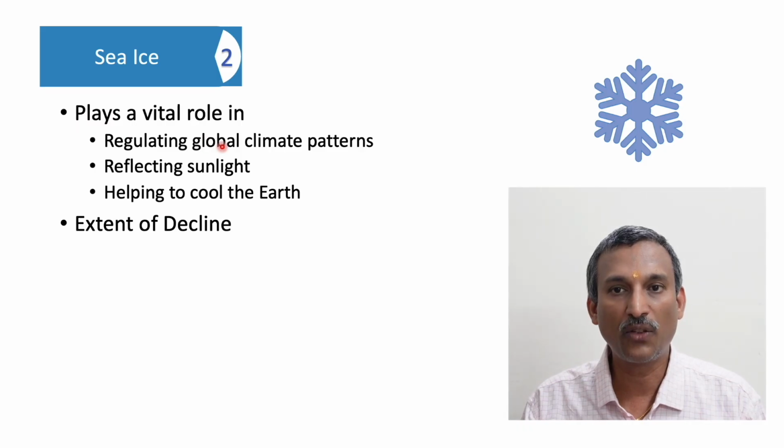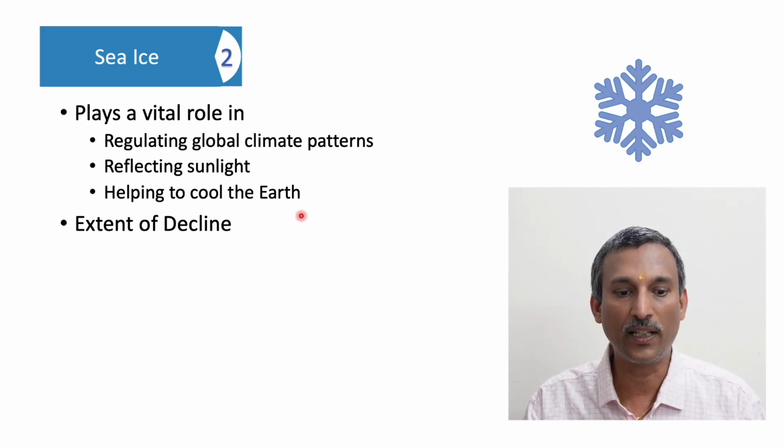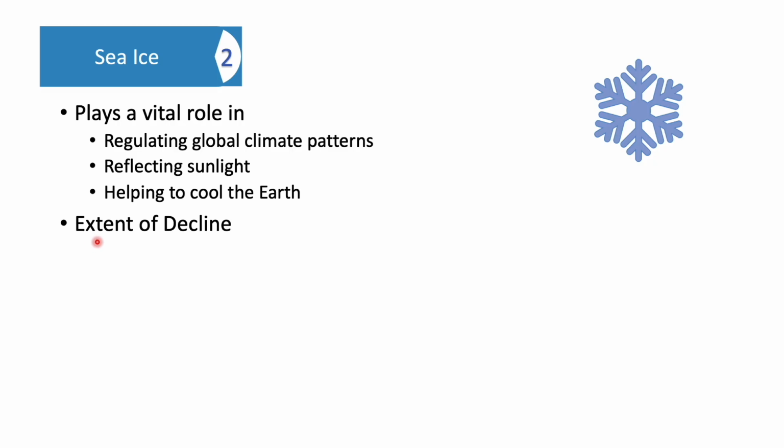This sea ice plays a vital role in regulating the global climate patterns, and if there is more ice, it will reflect the sunlight. So that means high albedo will be there. That means a lot of sunlight will be reflected, and the temperature will remain cool in those areas if there is more ice. And the sea ice also helps to cool the earth. But in recent years we have seen an extended decline of Arctic sea ice.